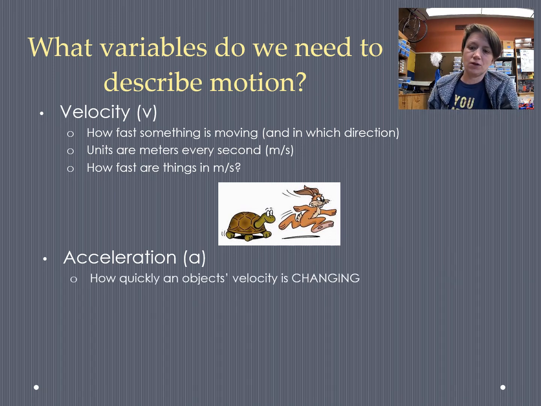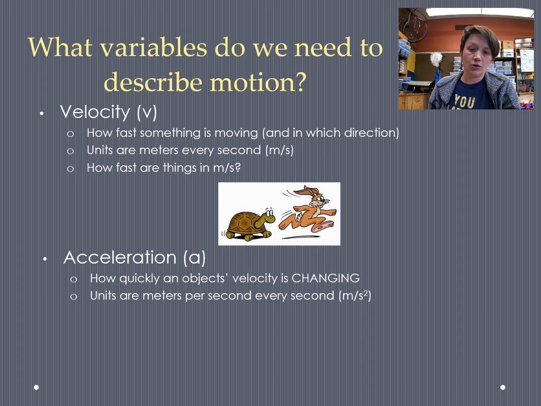The definition of acceleration for physics is how quickly an object's velocity is changing. So it has to do with objects that are speeding up or slowing down. It doesn't just say how fast they're going, it's what's happening to their speed over time. The units of acceleration are meters per second every second. Another way to write that is m over s squared. And again, we'll deal with that a lot more later on.